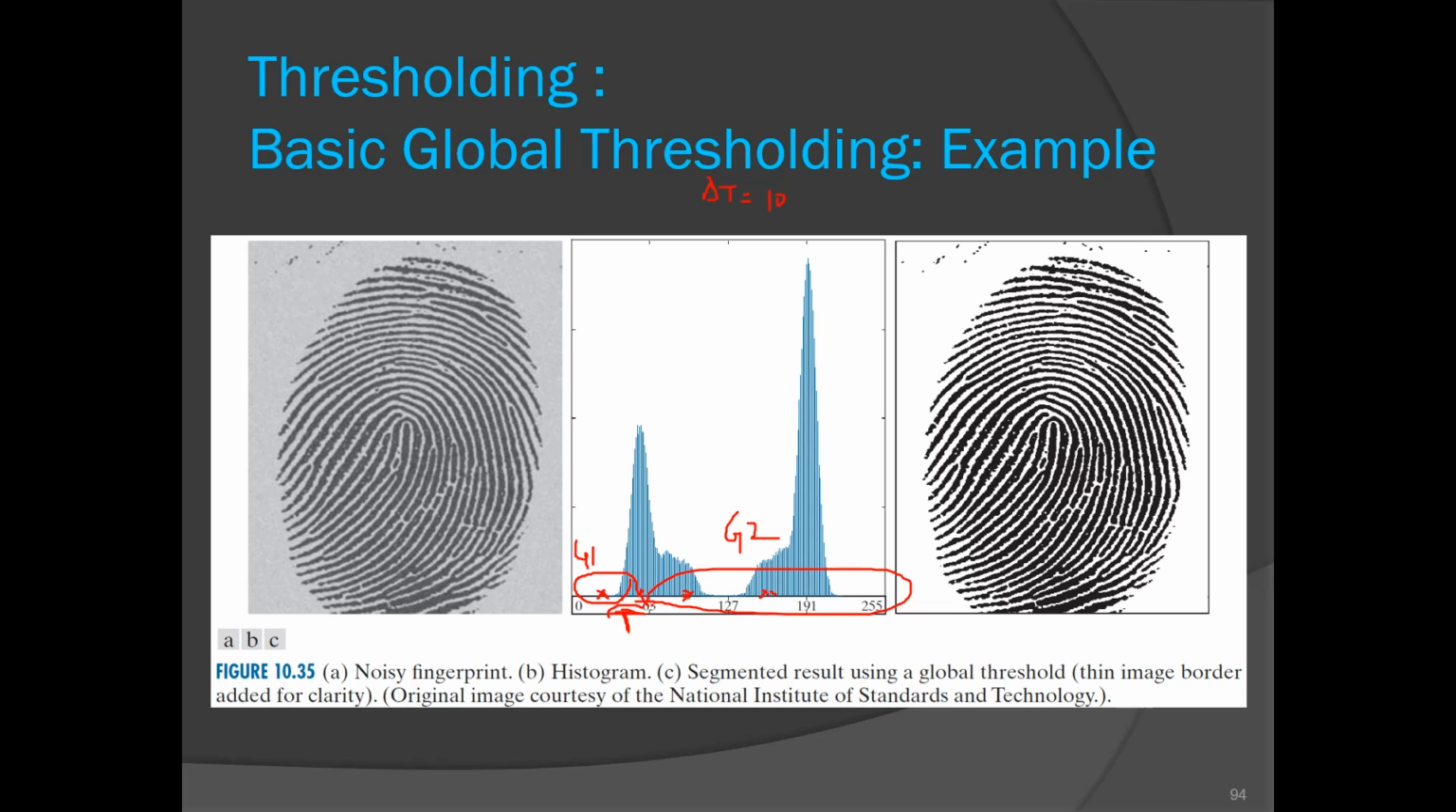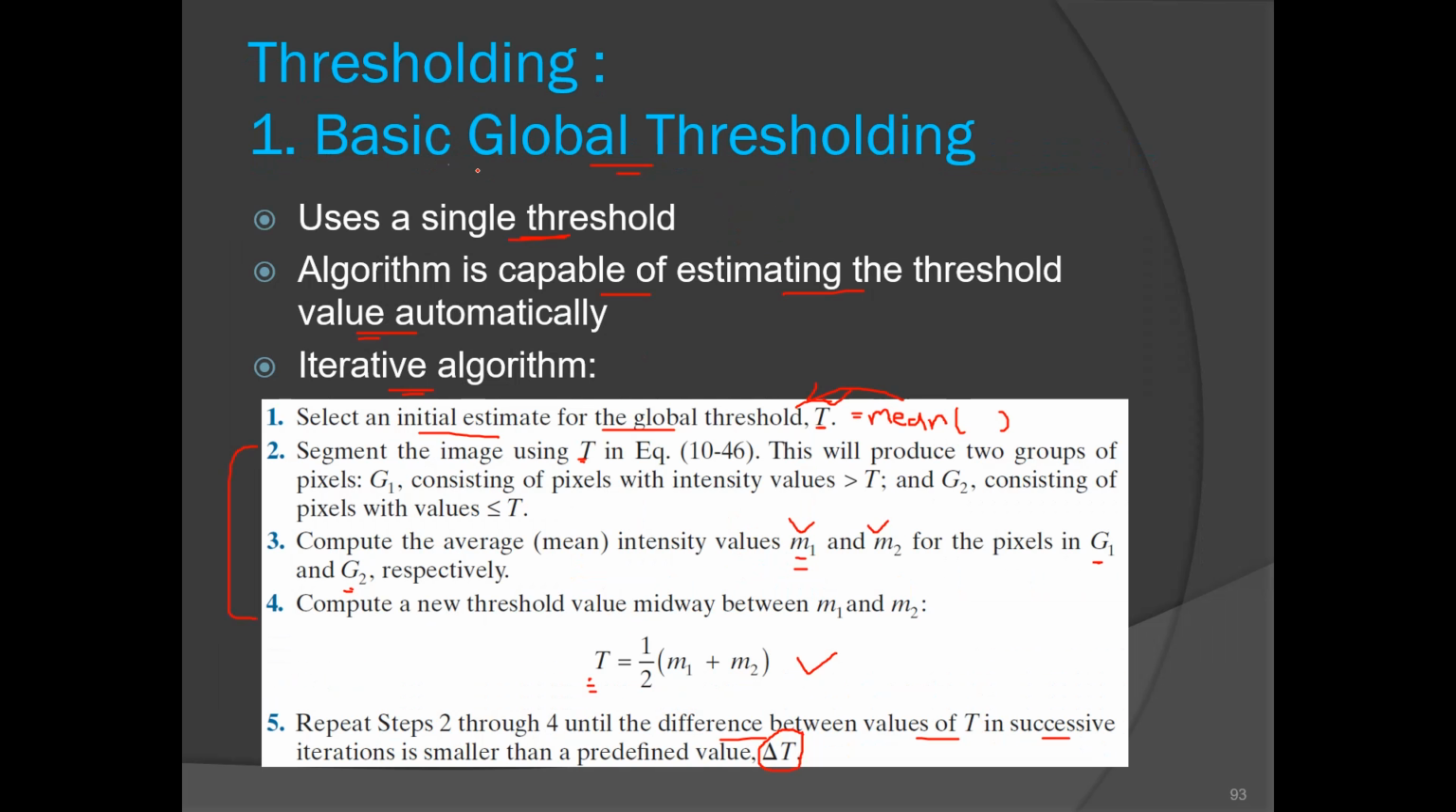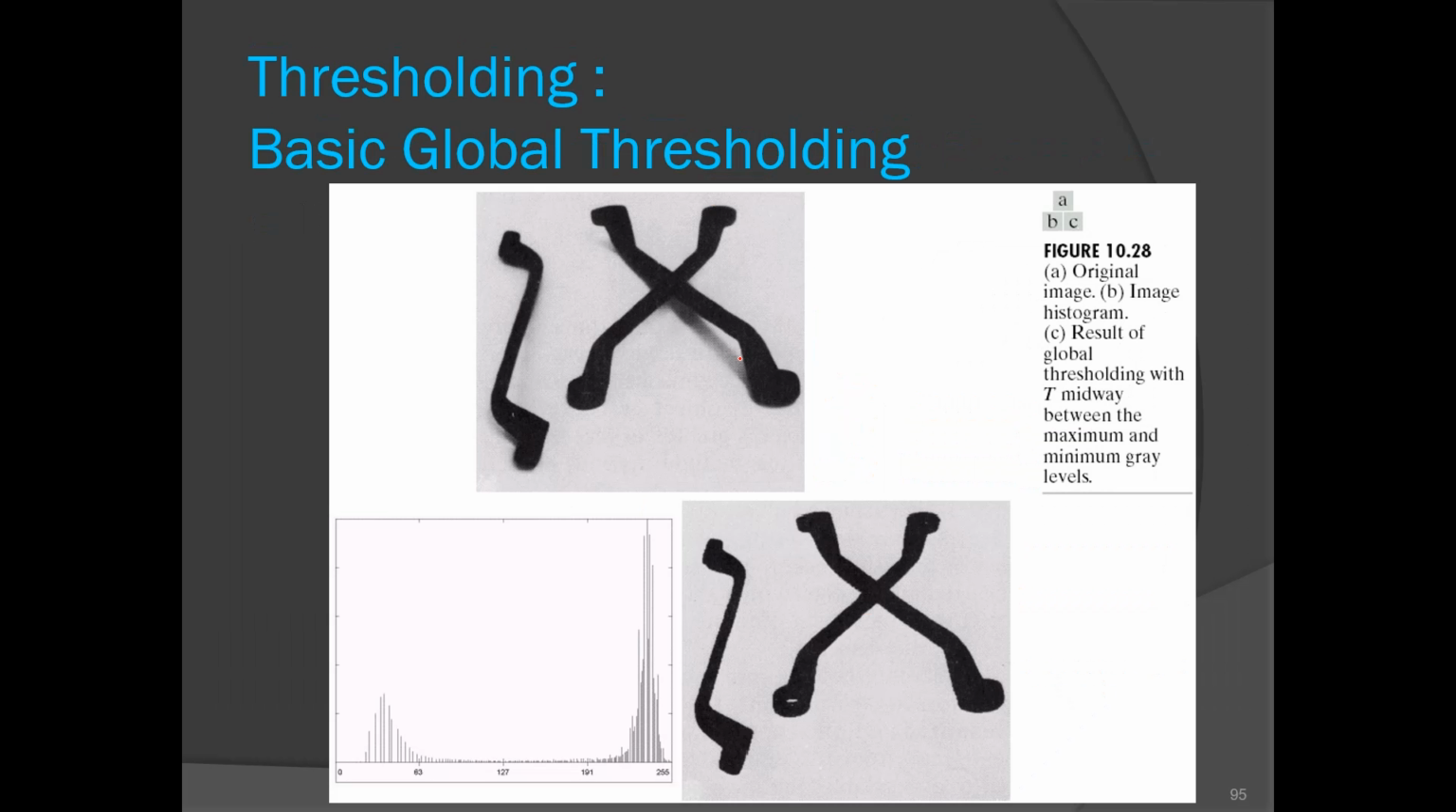Okay, then in the next iteration it may come here and then here, and ultimately the change will be smaller than 10. Okay, then ultimately we'll reach that optimal T value. Okay, and then we'll stop. Okay, so this is the working of the iterative basic global thresholding algorithm. Very simple. So these are the two examples of that.